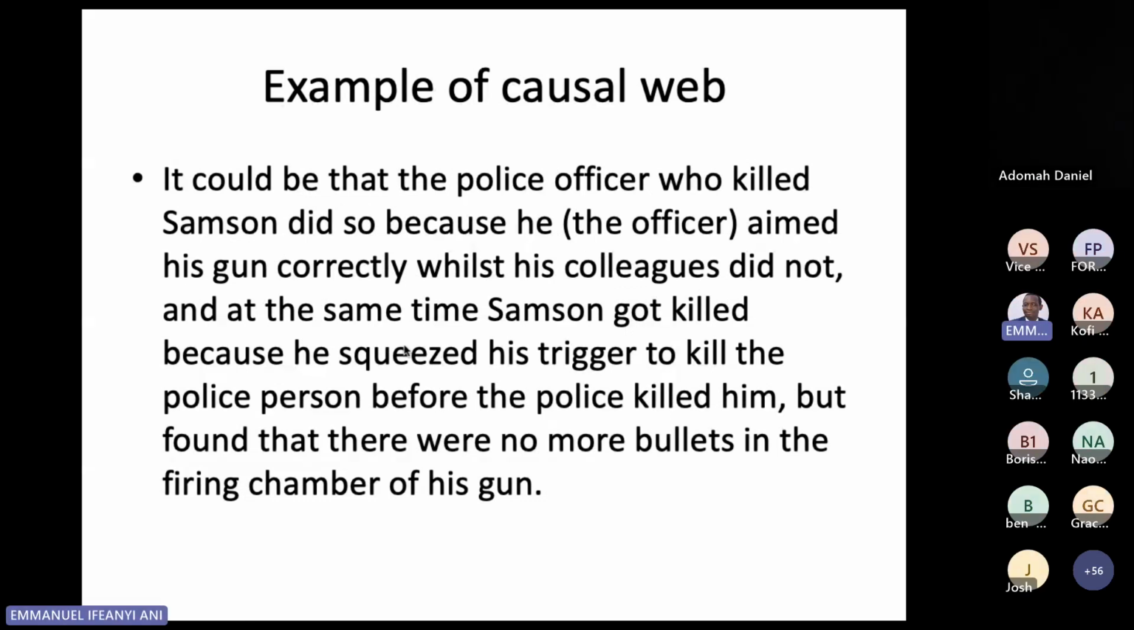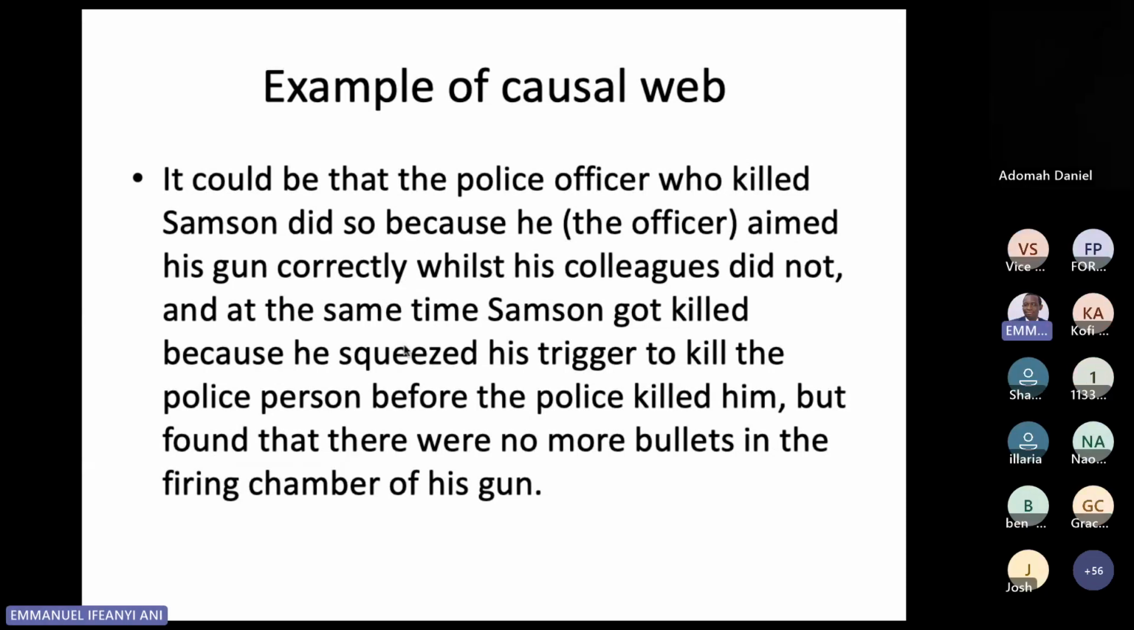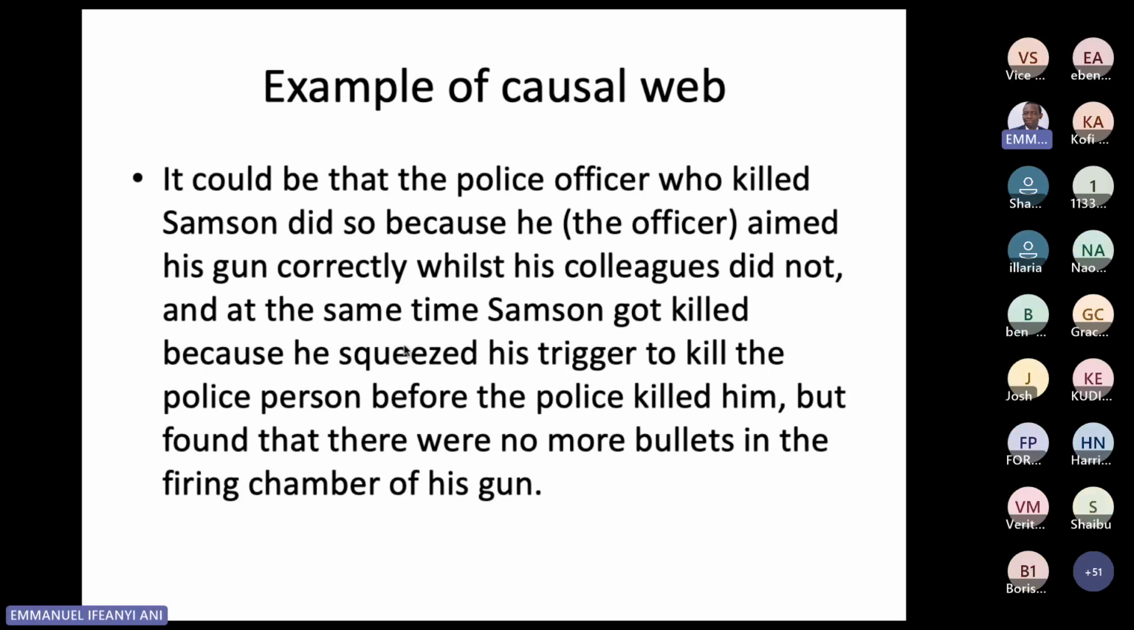It could be that the police officer who killed Samson did so because he, the officer, aimed his gun correctly, while his colleagues did not. And at the same time, Samson squeezed the trigger to kill the police officer before the officer killed him, but found that there were no more bullets in the firing chamber of his gun. So all these things were happening at the same time. That's why we call it a causal web.